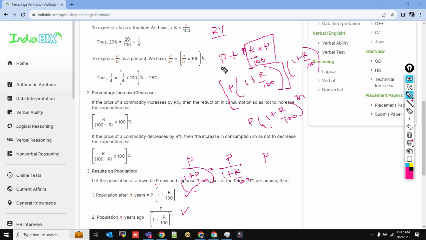If the population of a town decreases, then the new population will be population minus the rate, r by 100 into P. So if you take P common, it will be 1 minus r by 100. So after n years, what will be the population? It will be P into (1 minus r by 100) whole power n. And before n years, what will be the population? P divided by (1 minus r by 100) whole power n. This is what you need to understand.